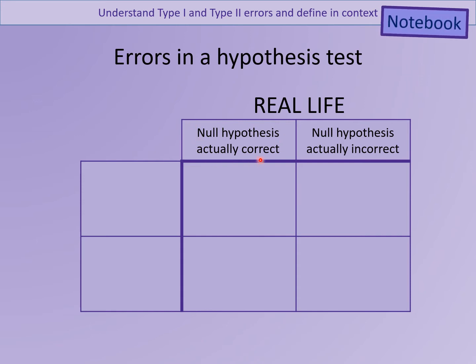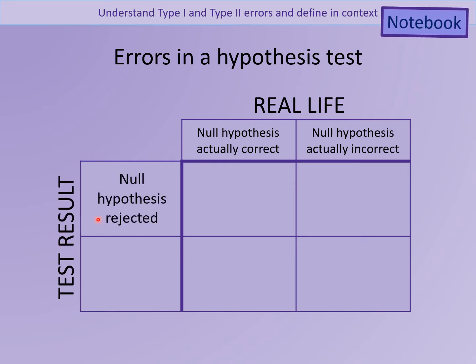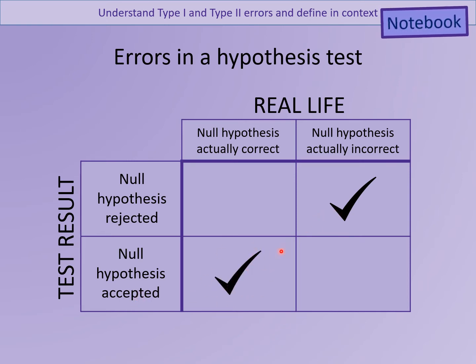It's either definitely true that the null hypothesis is correct or definitely false. What we can do is run some tests, and the test results can say either the null hypothesis is rejected or the null hypothesis is accepted. Okay, so those are our test results. Hopefully, the situation will be that the null hypothesis is rejected because in real life it is incorrect. Or the other ideal situation is we accept a null hypothesis, and the null hypothesis is actually correct. Those two are spot on.